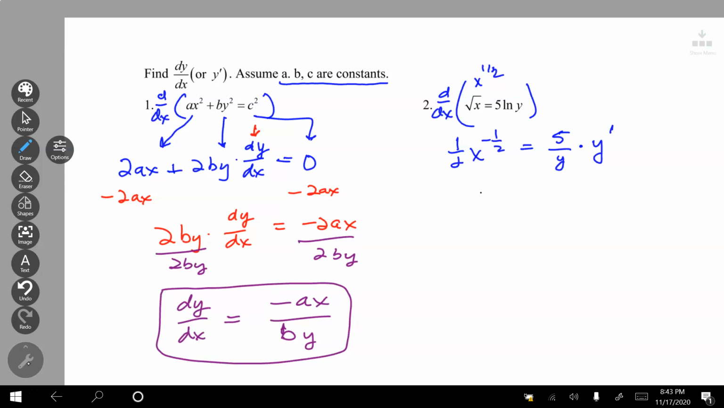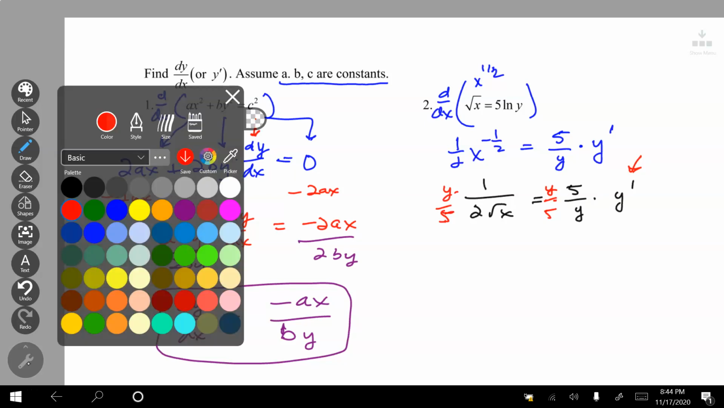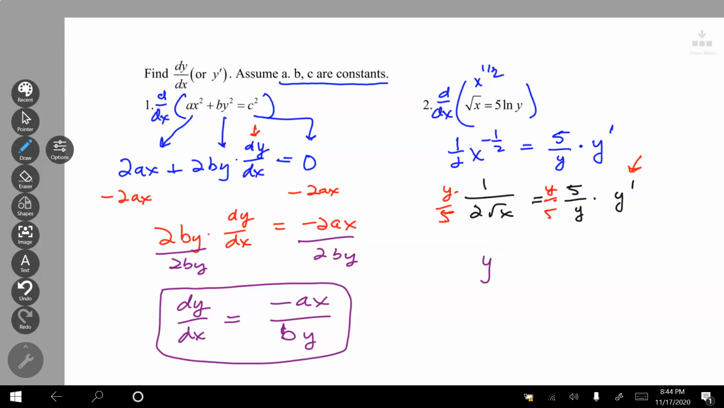So I can rewrite this a little bit, and I get 1 over 2 square root of x is equal to 5 over y times y prime. And if I want to get this y prime by itself, I want to isolate y prime by itself, I can multiply this by the reciprocal, which is y over 5. And when I do the one side, I do the other side. And when I'm done, I get y prime, or my dy over dx, same thing, is equal to y over 10 square root of x.